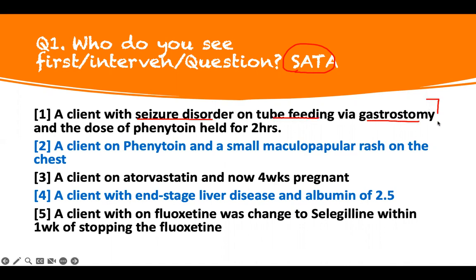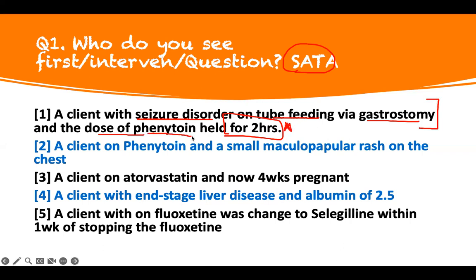So that's the halfway. In a prioritization question, half of the question is the situation, and then the next portion is what is the problem now? It's getting tube feeds through the gastrostomy, and the dose of phenytoin is held for 2 hours. Why would you do that? I have a seizure disorder. I need my phenytoin because I'm getting tube feeds. You've held it for 2 hours. Do you want to see this patient? No. This patient does not need to be seen.